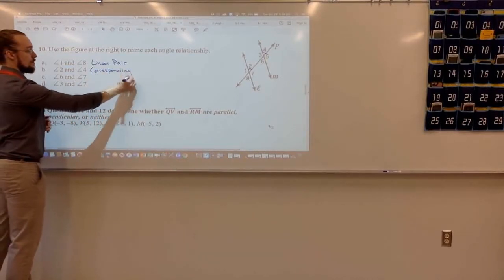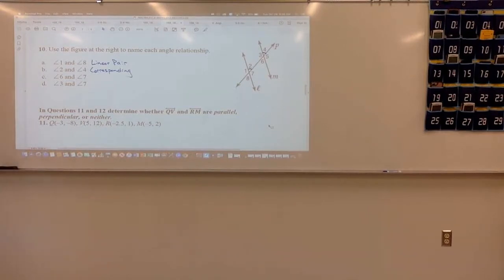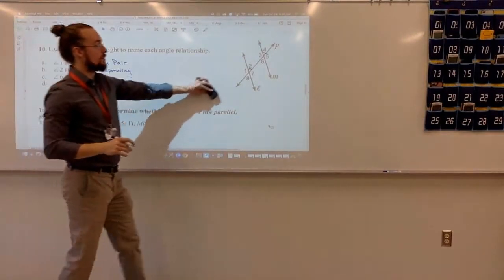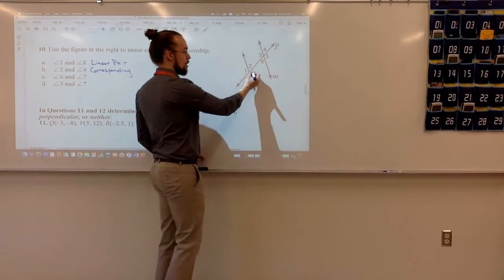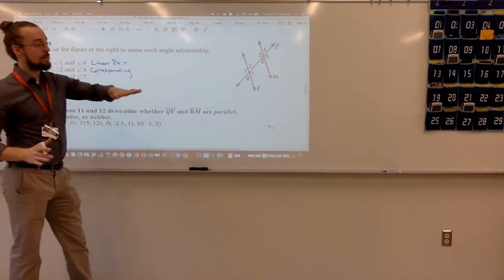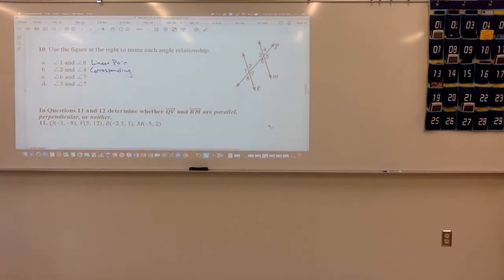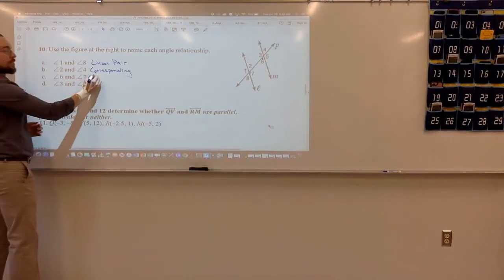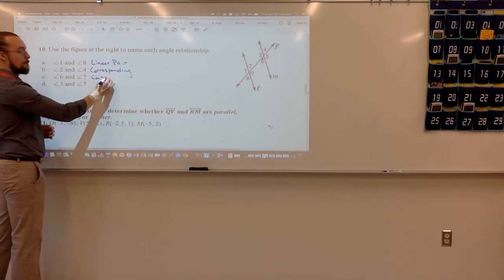Let me know what I can say for the other one. Okay. So angles 6 and 7. Okay, those two angles are here and here. So they're on the same side of the transversal, on the inside of the parallel lines. So they're interior, and they're consecutive. So we would say consecutive interior.